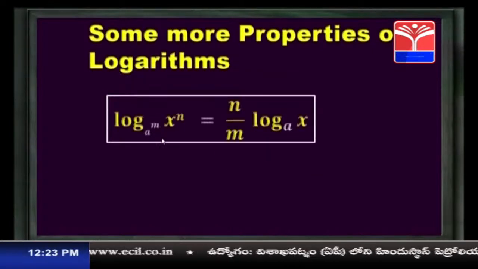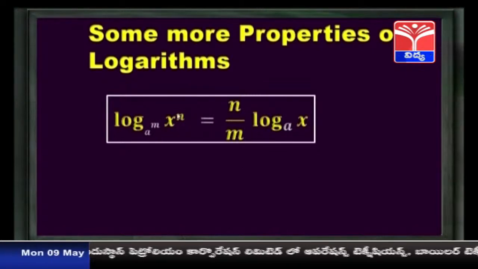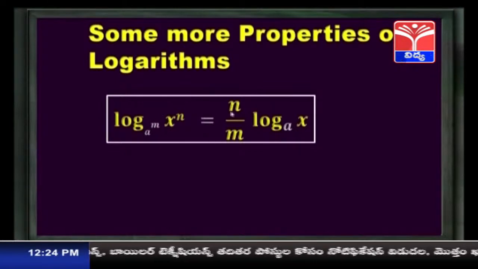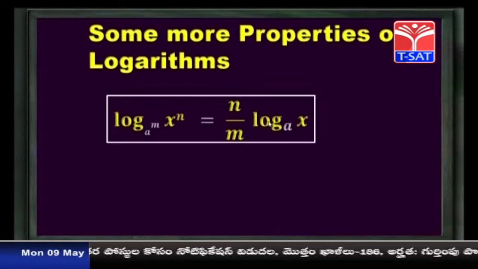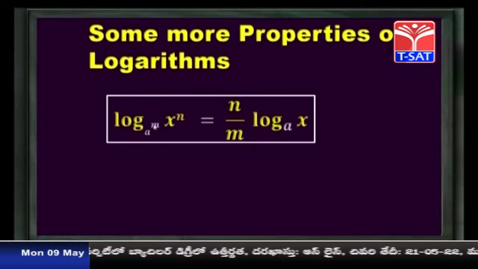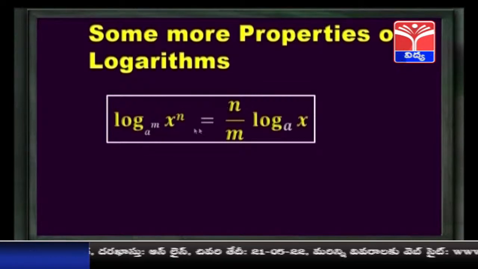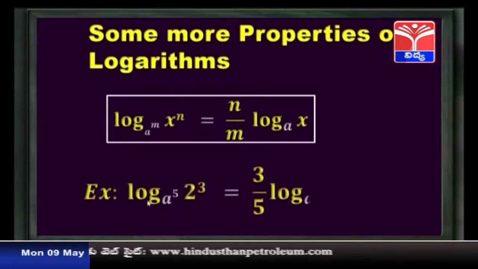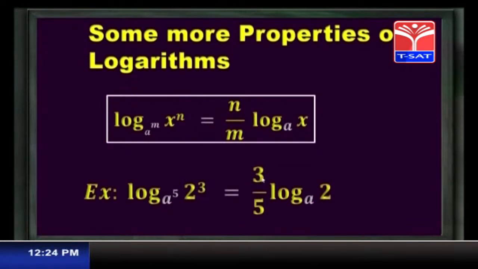The next property, log x power n to the base a power m. Here the log value is also having a power and the base is also having a power. In this case, we will use the formula n by m log x to the base a. So, the power in the logarithm value will come in the numerator and the power in the base will come in the denominator. Example, log 2 power 3 to the base a power 5 is equal to 3 by 5 log 2 to the base a.